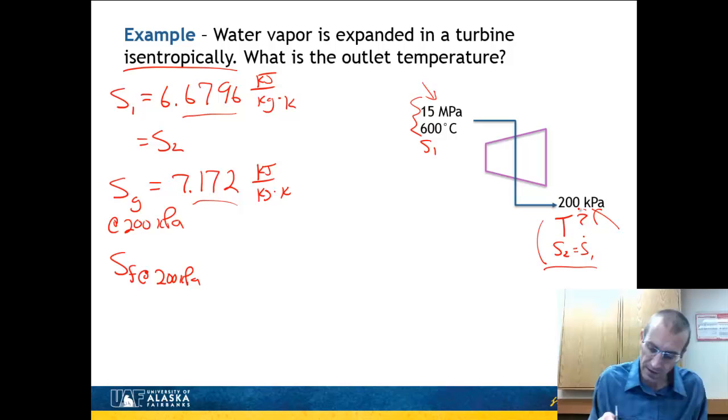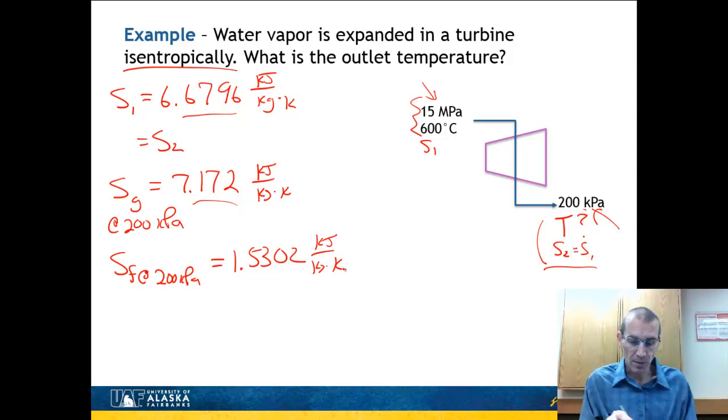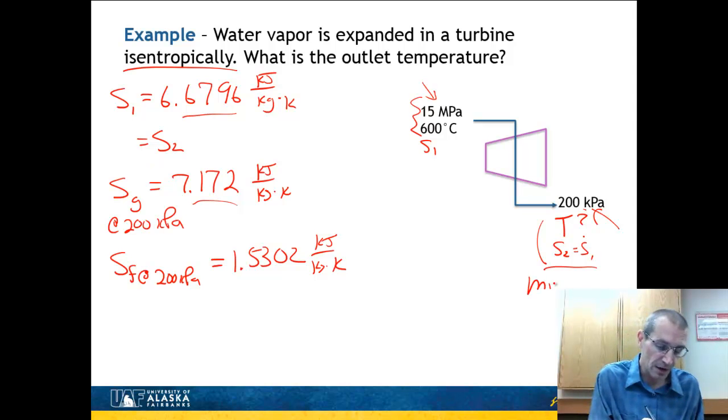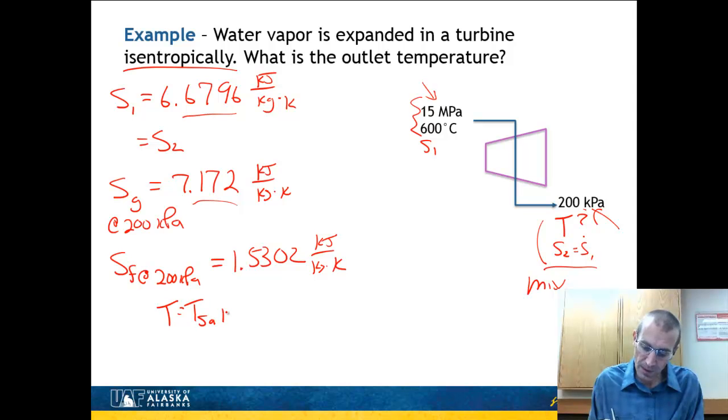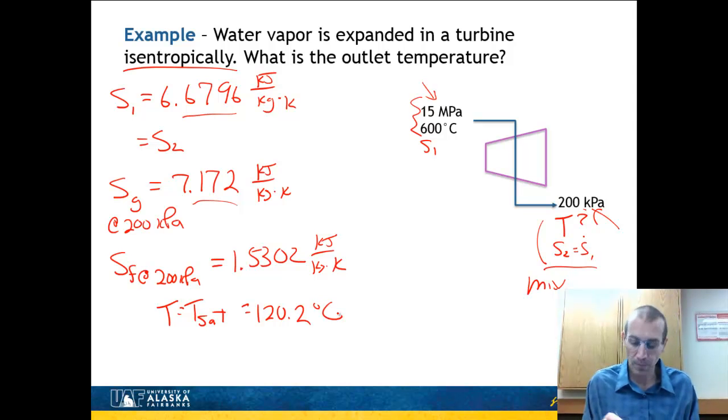Again, I'm using these outlet conditions down here. That's 1.5302 kilojoules per kilogram Kelvin. So my value of S2 is between those two, which means I have a mixture down here, and that means that T is going to be equal to T sat at 200 kPa, and that's 120.2 degrees Celsius.